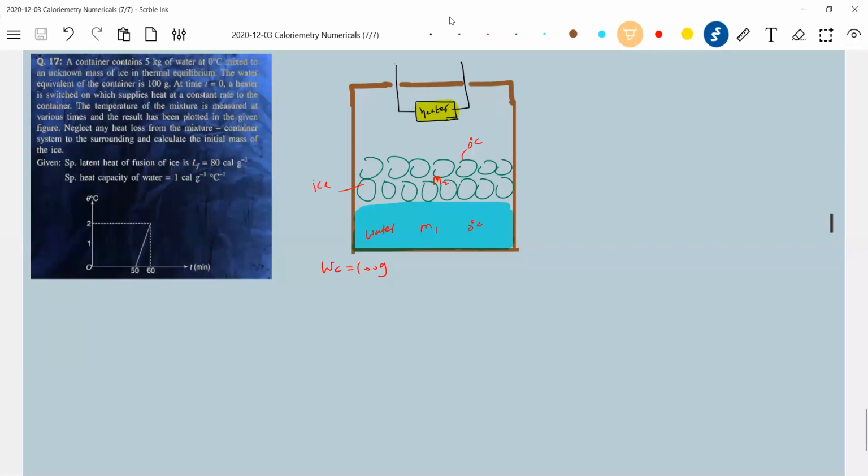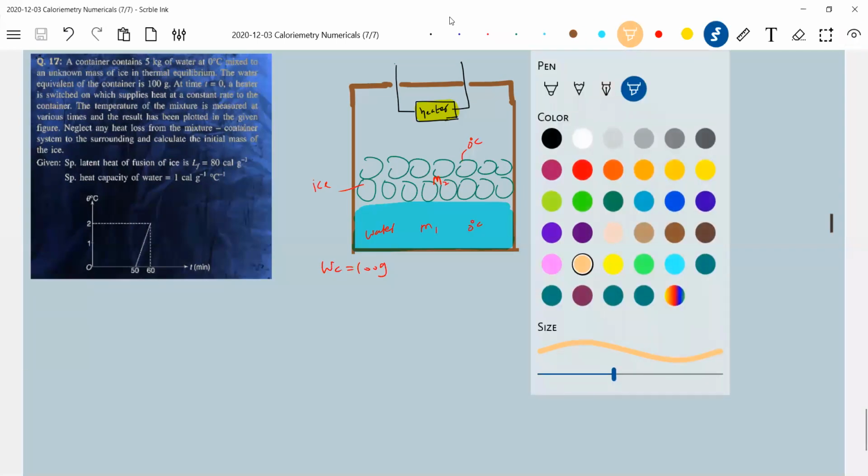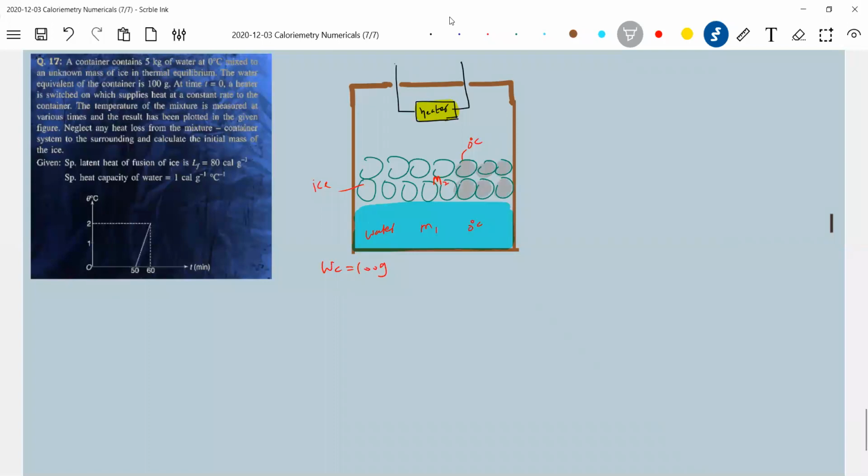Yeah, get into the problem. And these are the ice blocks. Now, the temperature of the mixture is measured at various times and the result has been plotted in the given graph. Neglect any heat loss from the mixture container system to the surroundings and calculate the initial mass of ice.